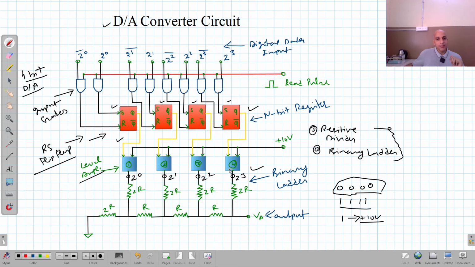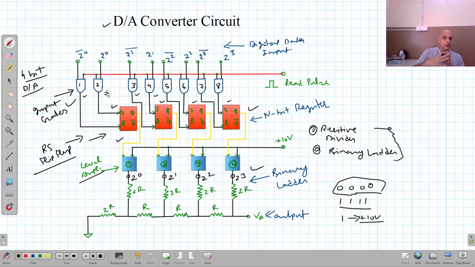Then after the level amplifier, we will go to the binary ladder. I have discussed in the previous lecture how it is capable of converting the given digital signal into the corresponding analog signal. Here at the input I have used the input gates. You can see gate number 1, gate number 2, 3, 4. I can write here 1, 2, 3, 4, 5, 6, 7, 8. These are known as input gates.